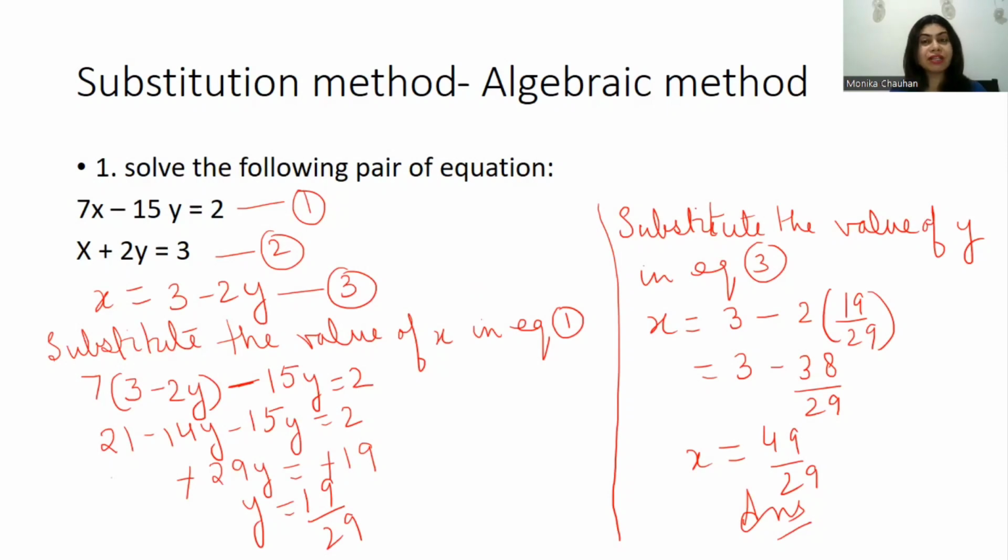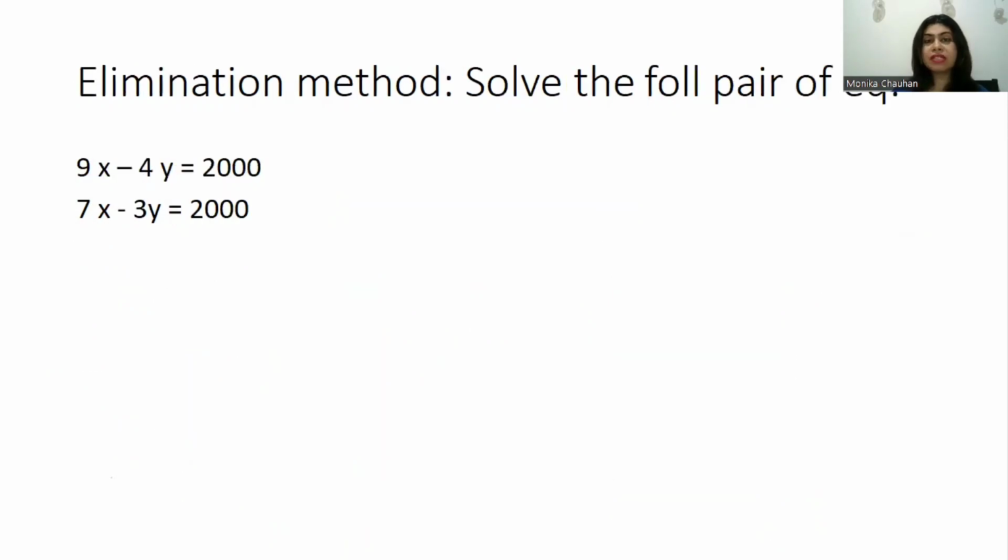So that another method is also an algebraic method, but that is elimination. Now elimination means removal. So we will see another one, where again we're going to solve the pair of linear equations, but by removing a variable. So let's see how we are going to begin. Now again you have two sets of equations, first and second.